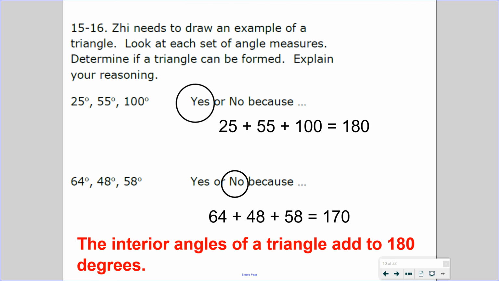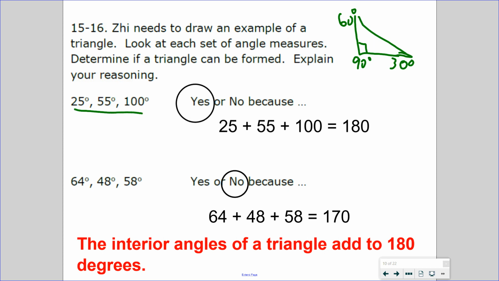So 15, 16, so this is the last part of the test review. So again, a triangle, any triangle you are given will always add up to 180. The interior angles will always add up to 180 degrees. For example, 90, 30, 60 will add up to 180 degrees. As we did a simulation in our class, we made a large triangle, a small triangle, right triangle, acute triangle, obtuse triangle, it always adds up to 180.